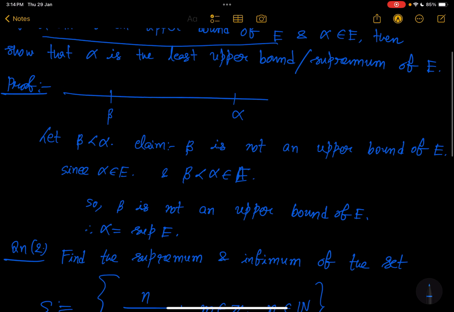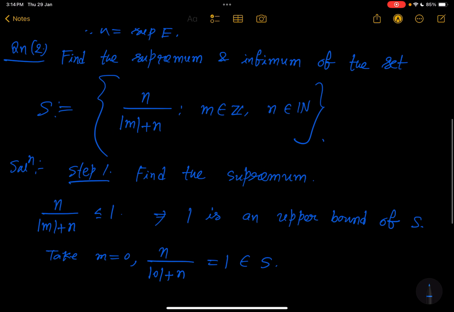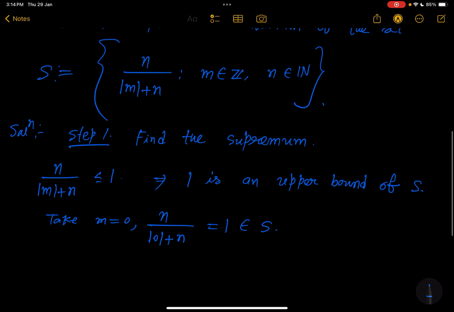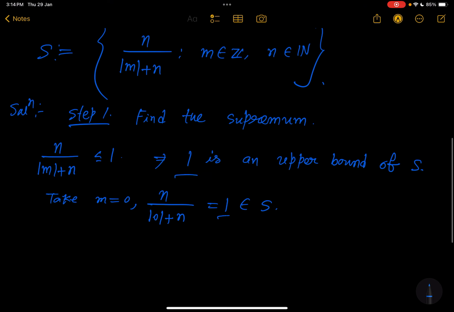So 1 belongs to S. Now I use this result. This set S is non-empty and bounded above. If alpha is an upper bound, so 1 is an upper bound, and 1 belongs to the set, then alpha is the supremum. So in our case here, alpha is 1. It's an upper bound and it's inside the set. So by the previous result, the supremum of S is 1.